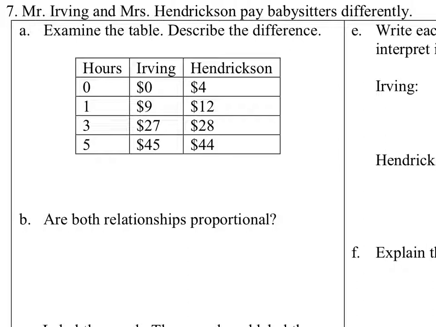What about 5 hours? How much did Irving pay? $45. And Hendrickson? $44. So since we can see that for 0 hours, Irving paid less and Hendrickson more, but suddenly at 5 hours, Irving more and Hendrickson less, somewhere in between they changed who was paying more and who was paying not more.